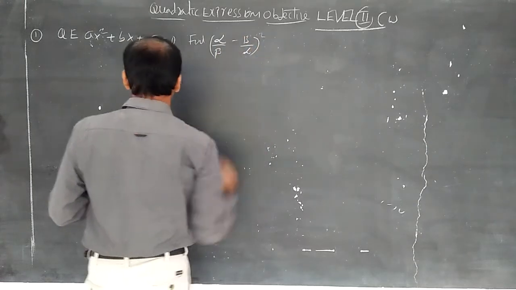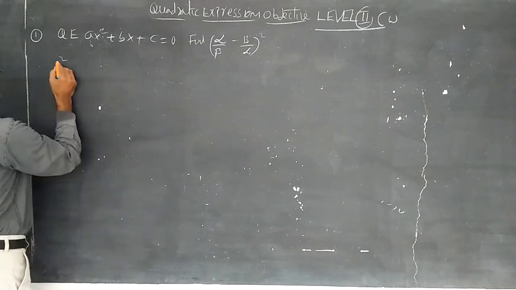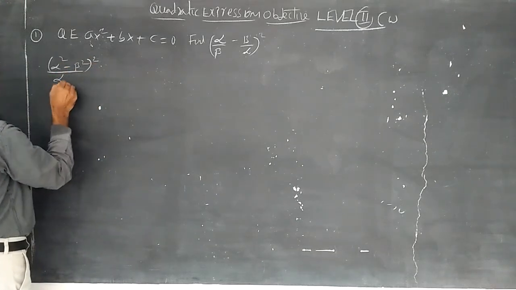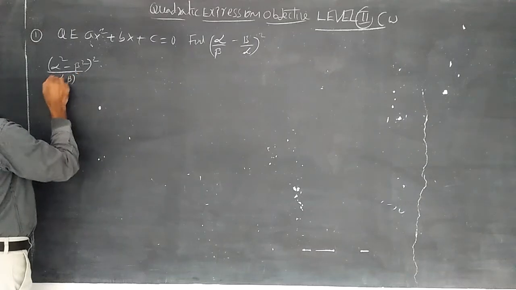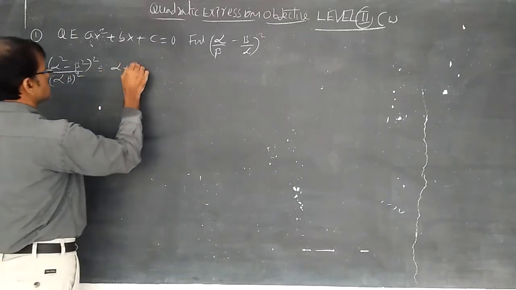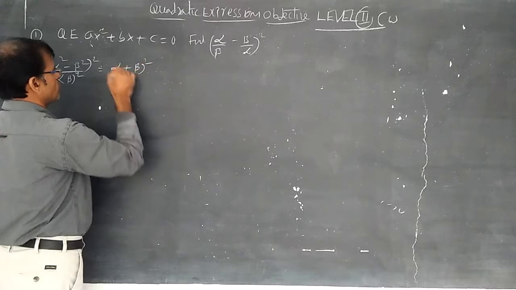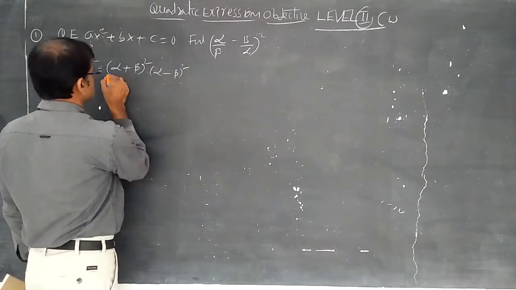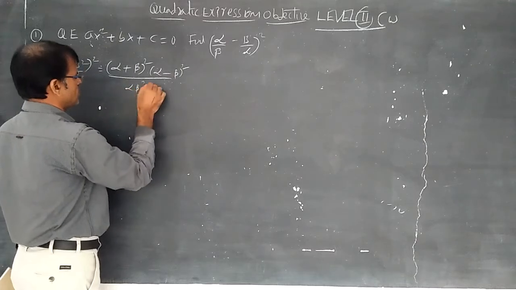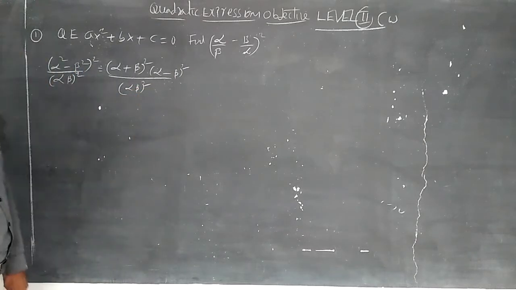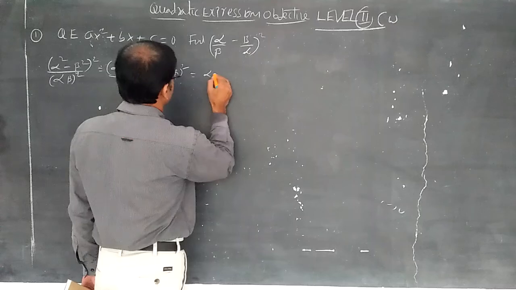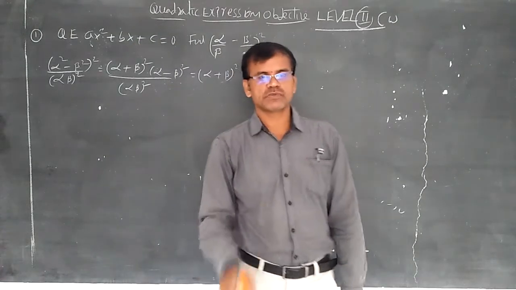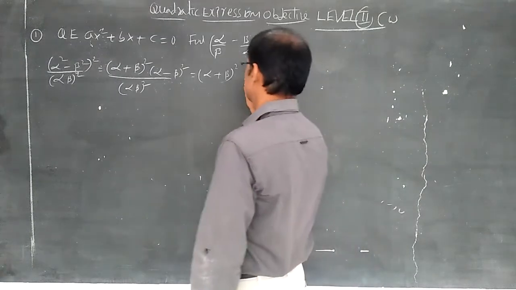Alpha by beta minus beta by alpha, you can understand this one as alpha square minus beta square whole square by alpha beta whole square. You can understand this one as alpha plus beta whole square into alpha minus beta whole square by alpha beta whole square. Alpha plus beta means the sum of roots. Students, this one I said remember as a formula: alpha minus beta whole square is equal to alpha plus beta whole square minus 4 alpha beta.